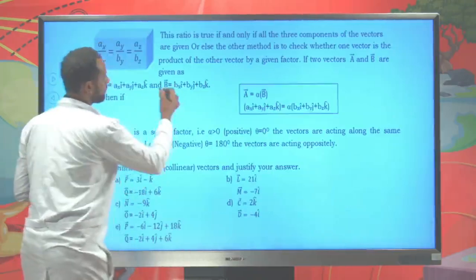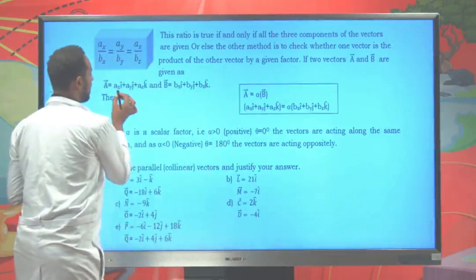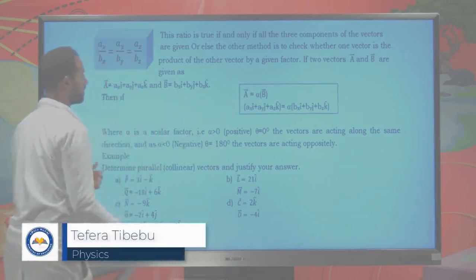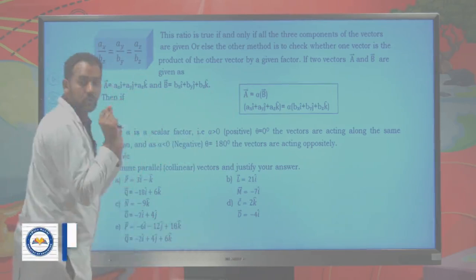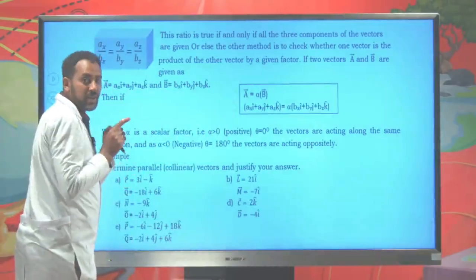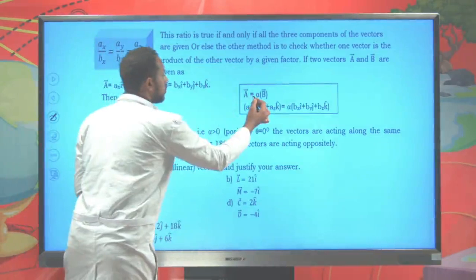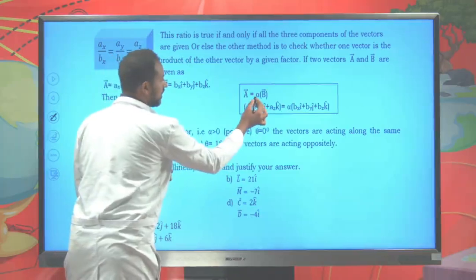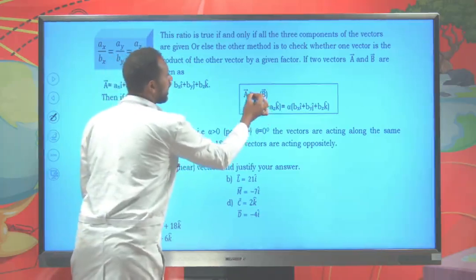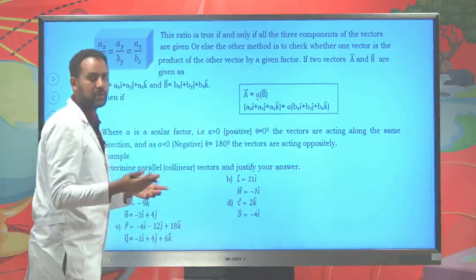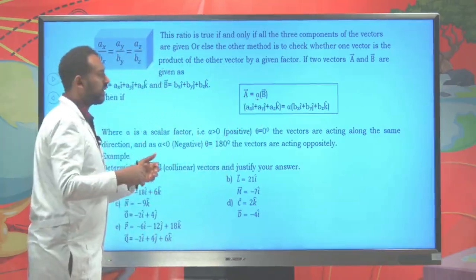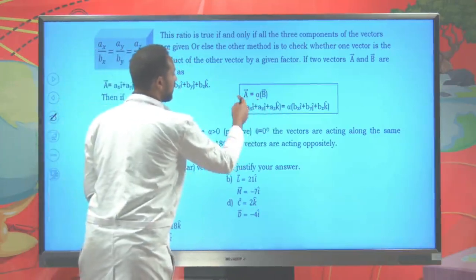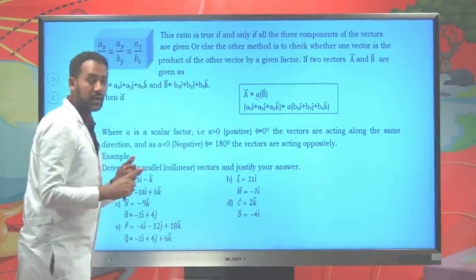Let's take here, suppose you have two vectors, a is ax in the i, ay in the j, az in the k, and b is also given like this. If these two vectors are collinear, or if they are parallel to each other, then one vector is the scalar multiple of the other vector. It's possible to say that vector A is alpha times B, where alpha should be a pure number. It might be 1 over 2, or it might be twice that of vector B, and so on. If this is possible, then it's possible to say that the two vectors are parallel.